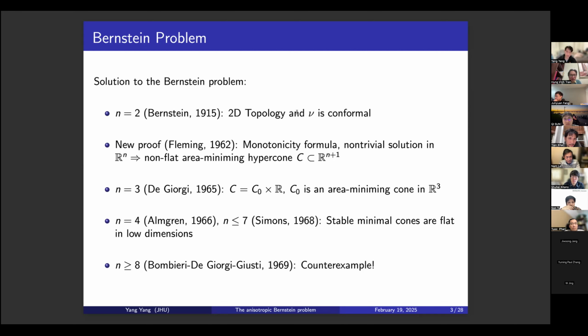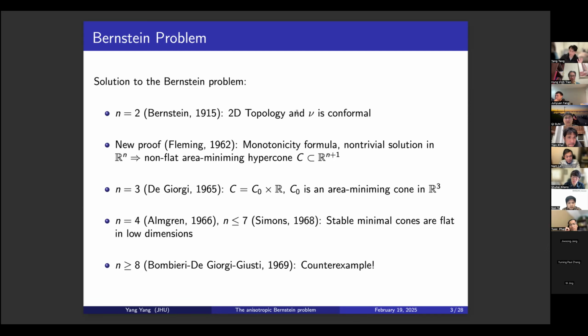So for example, by using Fleming's idea, one can quickly recover Bernstein's original proof. If you have a nonlinear global stage solution in R3, then you have a non-flat area minimizing cone, right? But intuitively, it is not possible because in R3, there are just two curvatures you are dealing with, and one of them is automatically zero by the cone structure. So the other one has to be zero because the mean curvature, the sum of the principal curvatures, is zero. So the cone has to be flat.